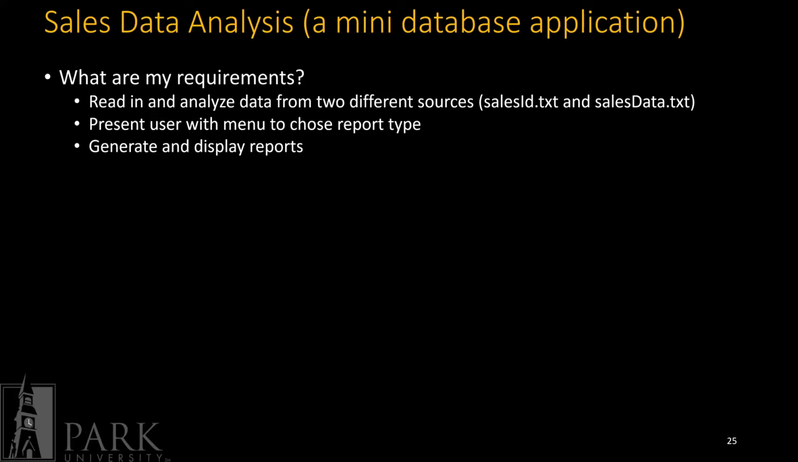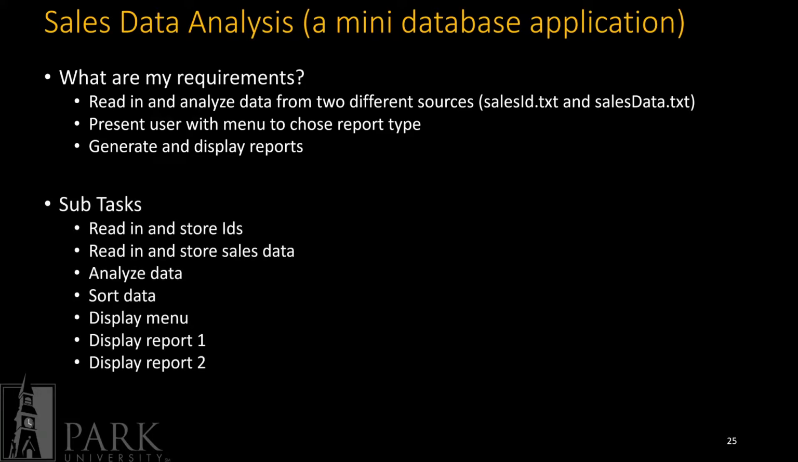So this gives us a good starting point for our functional decomposition. You can see that we have some clearly defined tasks that we need to perform. These tasks can be further broken down into subtasks, such as reading in and storing the IDs, and reading in and storing the sales data, then analyzing the data and sorting the data, and so on.